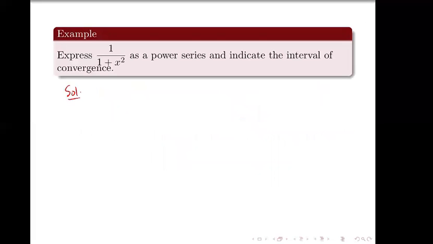So this is what we know. We know the summation of x to the n from 0 to plus infinity is equal to 1 over 1 minus x, if the absolute value of x is less than 1. So what we're going to do is the following.